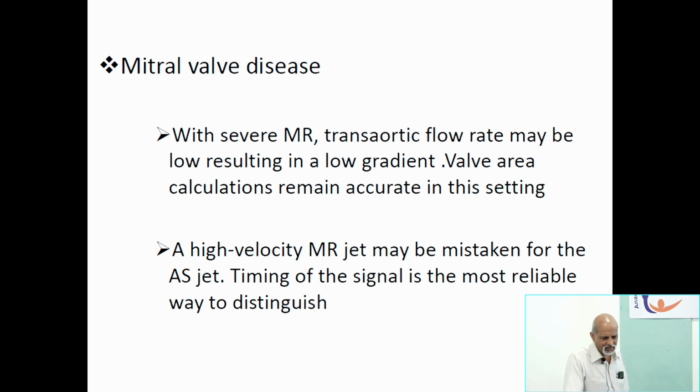With associated mitral valve disease with severe mitral regurgitation, the trans aortic flow rate may be low, resulting in low gradient, which is obvious because most of the LV output will go through the mitral regurgitation and less will come through the aortic valve. So though the aortic valve is stenosed, the flow will be less, and only the valve area calculations will remain accurate in that situation. That's why the continuity equation is more important here. The high velocity MR jet may be mistaken for the AS jet.